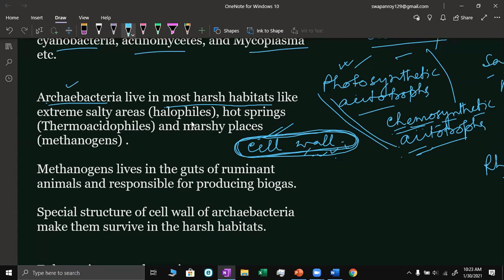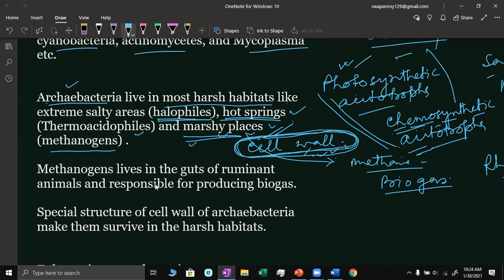That's why they can stay in a very rough habitat, in extreme conditions. They can live in high salt areas, they can live at very high temperature in hot springs, they can live in marshy places. Those which live in very high salt areas are called halophiles. In hot springs, thermoacidophiles. Those in marshy places are called methanogens, because in marshy places, by decomposition, they produce methane gas, and methane is a component of biogas.